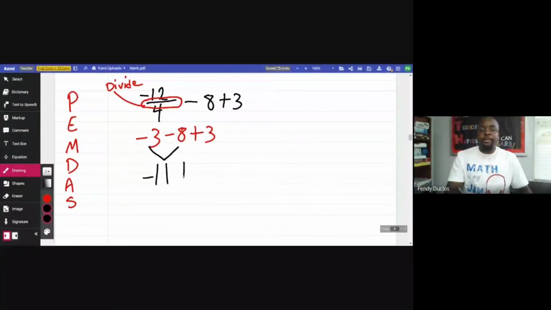And then I'm going to bring down my plus 3. So now I have negative 11 plus 3, and negative 11 plus 3 is negative 8.